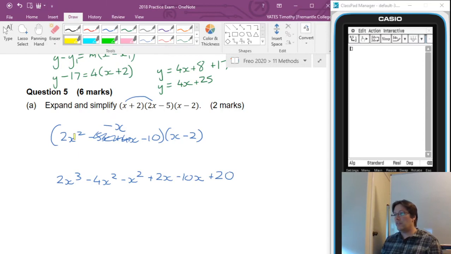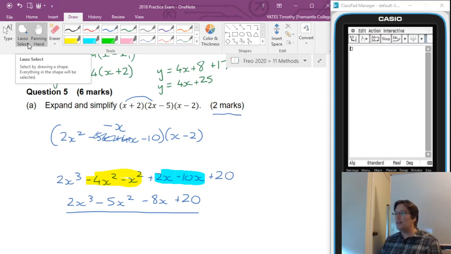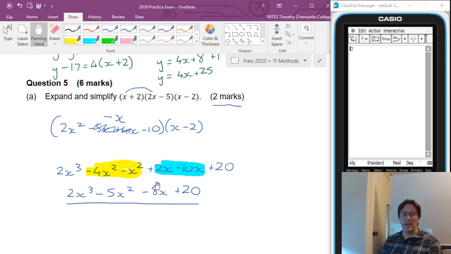Now we've got a few like terms in here. Fortunately, our like terms are sort of lined up with each other, which is a good little coincidence. So that's going to be 2x cubed minus 5x squared, take 8x plus 20. And that's all there is to it. This is quite a bit of work for 2 marks, and it is quite error prone as well. But just got to be careful, and feel free to come back and check this one later on if you've got a bit of spare time at the end.